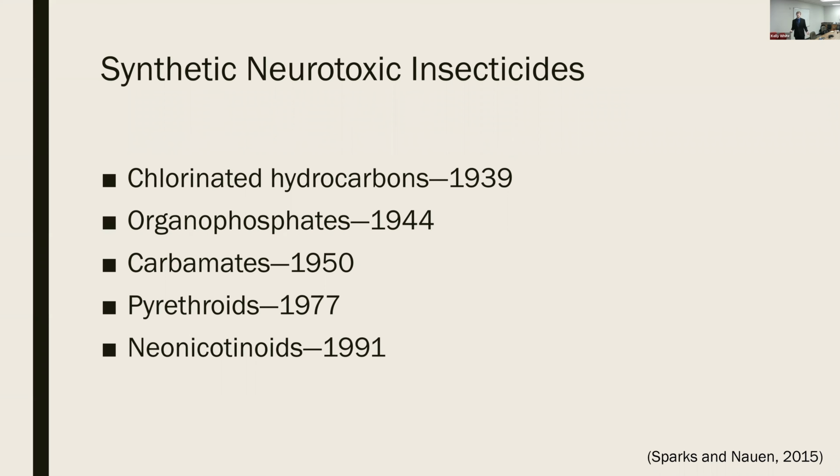Moving into some of the more modern insecticides that more people are probably aware of, the synthetic neurotoxic insecticides. We're looking at the chlorinated hydrocarbons, which were first utilized in 1939, the organophosphates in 1944, the carbamates in 1950, the pyrethroids, first released in 1977, and the neonicotinoids, with the first product released in 1991.